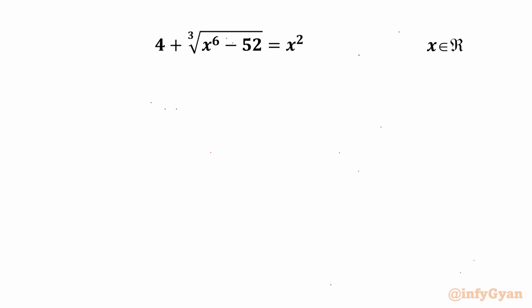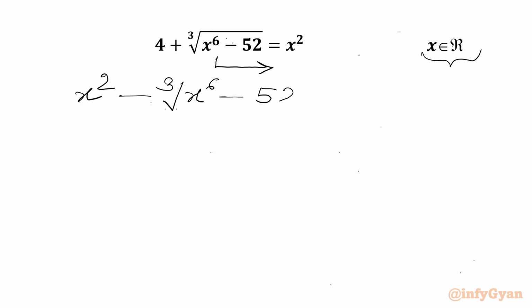In today's video we are going to take up another very interesting and challenging question from radical equations, for the real values of x. So let's get started. I will take this cube root term to the RHS first. So I can write x square minus cube root of x power 6 minus 52 equal to 4.